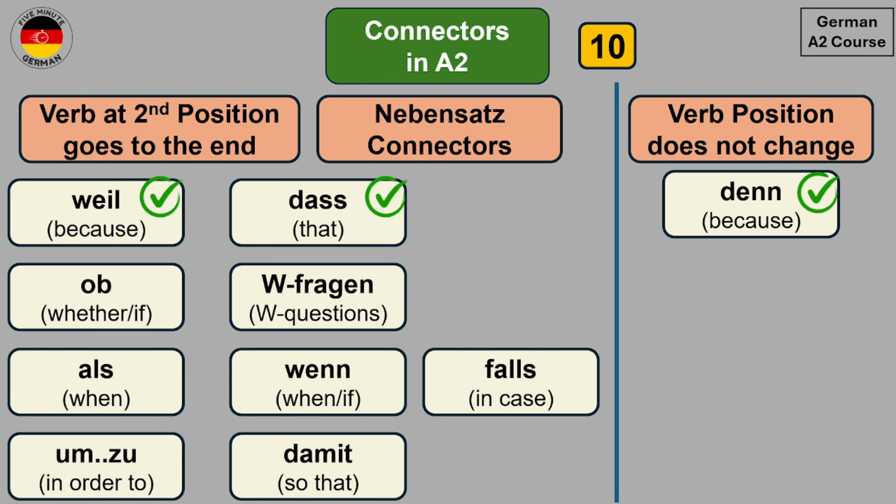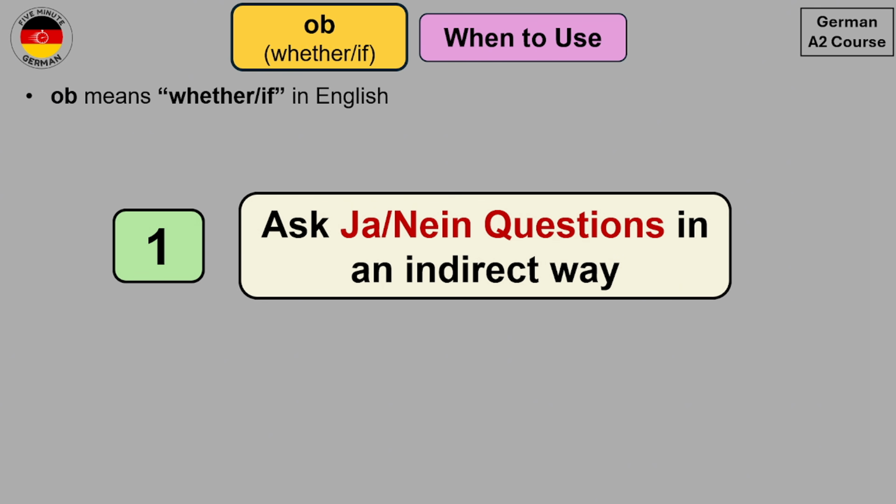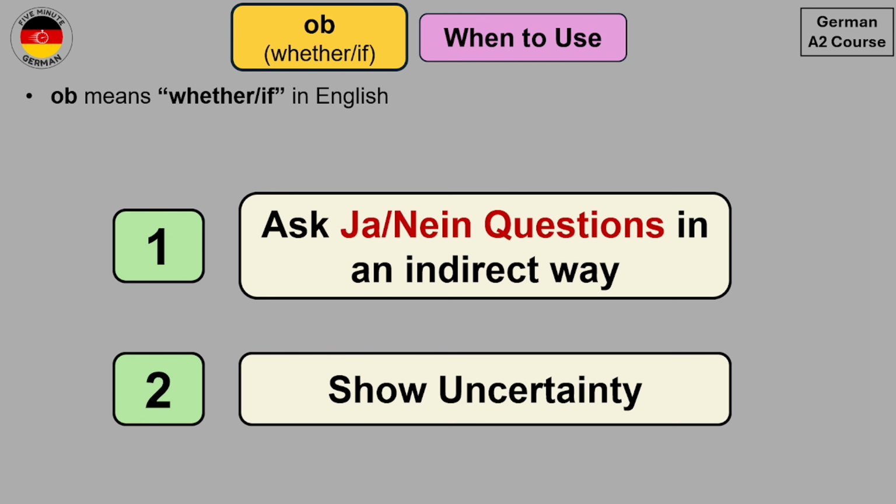Now let's go to the next connector, which is ob, which means whether or if in English. Now let's first take a look at when to use ob. So ob is used in two conditions. The first is when we want to ask a Ja-Nein-Frage or Ja-Nein question in an indirect way, and the second is to show uncertainty. For example, when we are not sure about something. So we will take a look at both of these cases one by one.